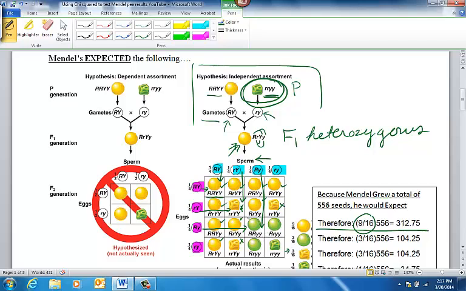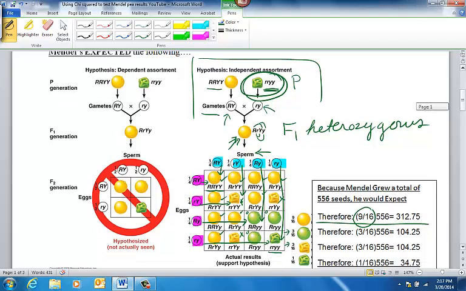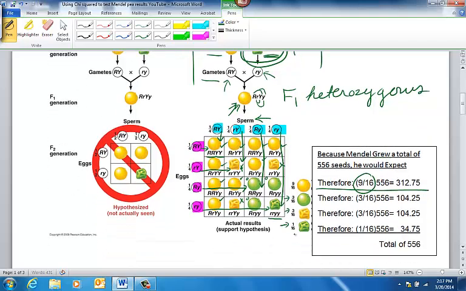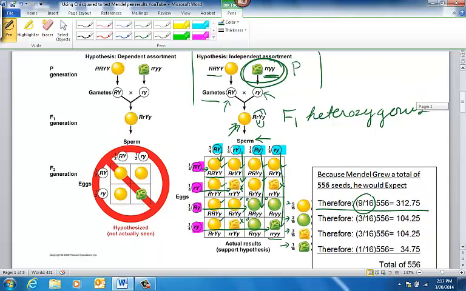And how many of those do we have? We have 1, 2, 3. 3/16 of them. And then if we take a look at 1, so we have little r, little y gamete being fertilized by little r, little y gamete to make a possible little r, little y offspring. The chances of that happening are 1 in 16. So those are the probabilities, the expected probabilities, if we have independent assortment.